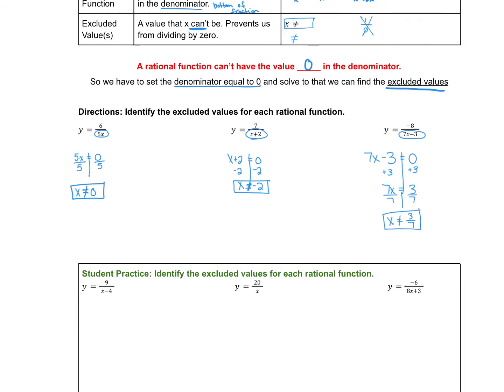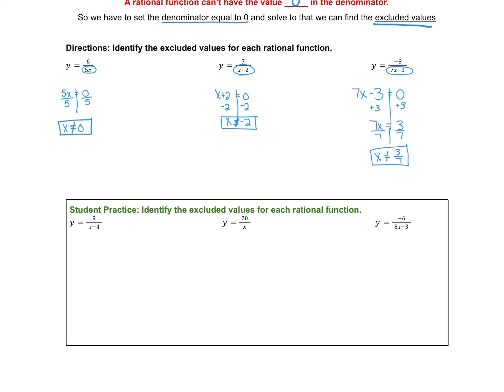Okay, so now you have 3 rational functions that I want you to find the excluded values for. You're going to follow those same steps.